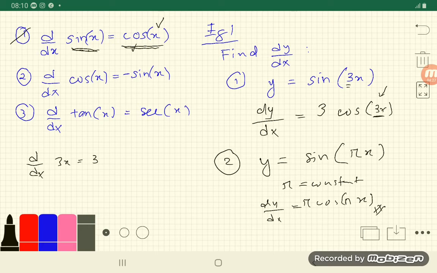Okay, I hope you can understand it better once you deal with the exercise later. Okay, now let us have a look at the next part of the differentiation.